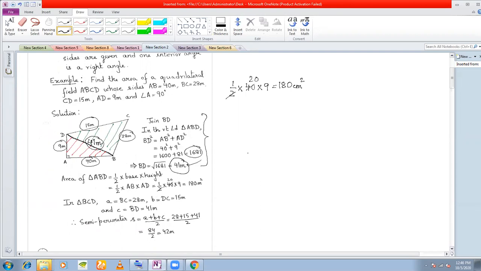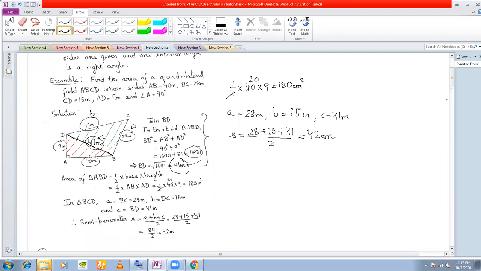Now you can find out the area of this triangle by Heron's formula. How do you find it? All the sides are A, B, C of a triangle. You can take A as 28 meters, or you can take A as 15, no problem. B you can take as 15 meters, and C is 41 meters. You first find the semi-perimeter S. So 28 plus 15 plus 41 divided by 2, and you find this to be 42 centimeter.